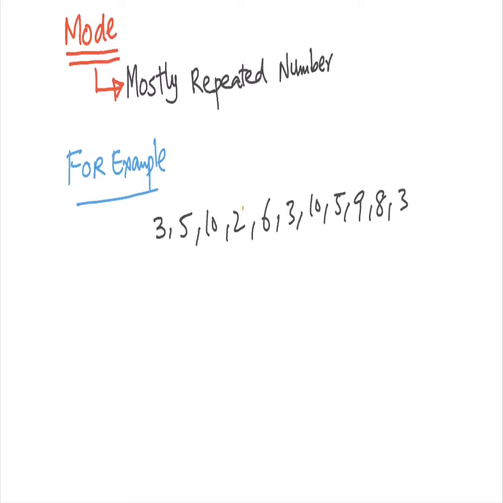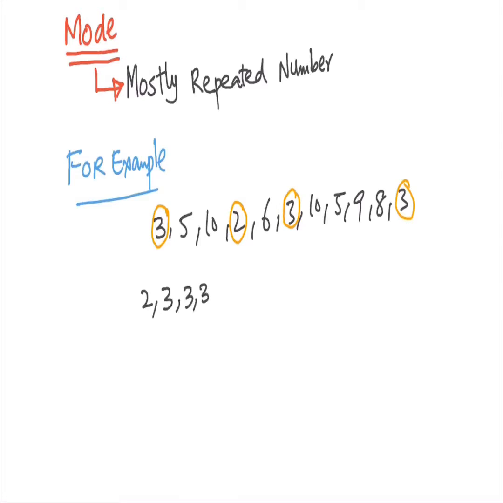So this is 2. How many times is 2 repeated? Only one time. So I have to write 2 once, comma. Then after 2, the next number is 3. How many times does 3 repeat? 1, 2, 3. So I have to write down 3 three times.